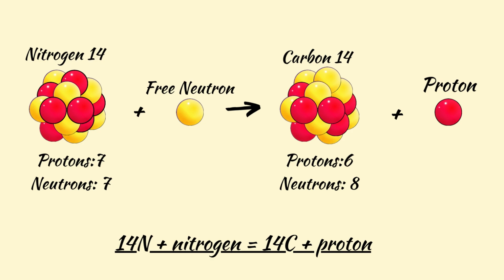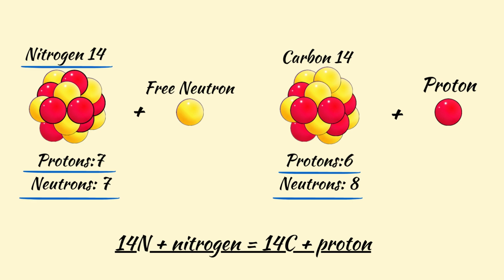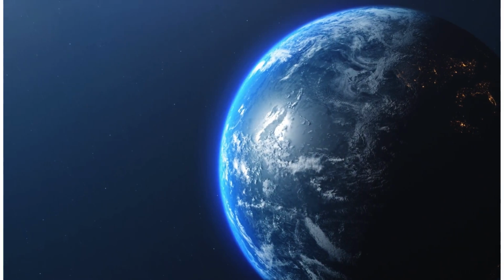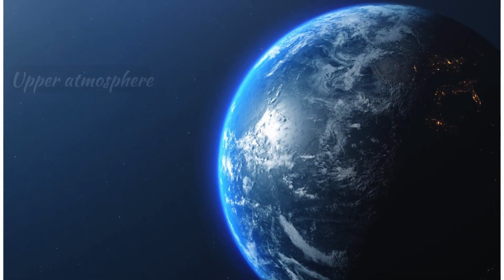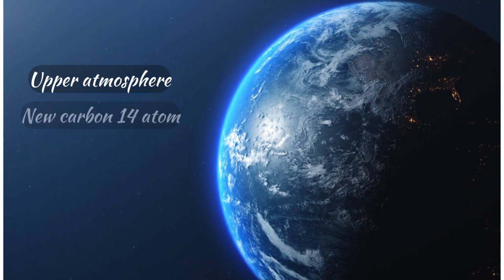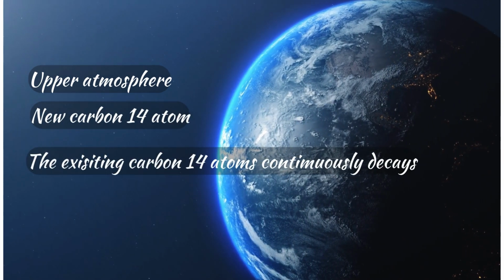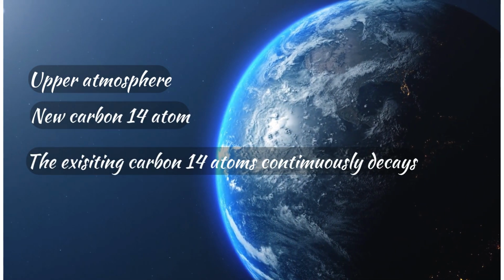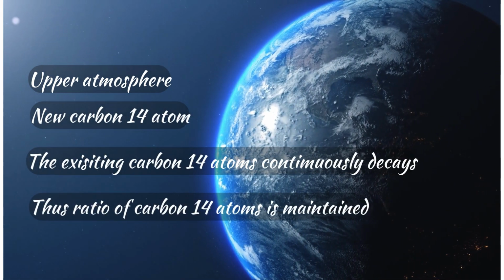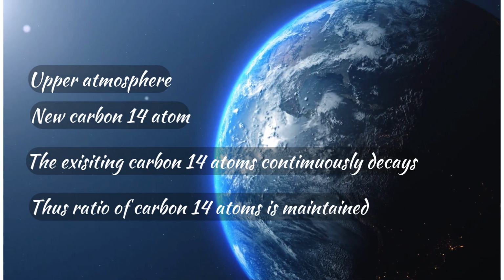In simple terms, a neutron is absorbed by nitrogen-14 and then it releases 1 proton. The atom consists of 7 protons and 7 neutrons, and after the reaction it consists of 6 protons and 8 neutrons, which is no longer nitrogen-14, but a carbon-14 atom. This reaction continuously takes place in the upper atmosphere, which creates new carbon-14 atoms, and the existing carbon-14 atoms on Earth continuously decay, which maintains the ratio of carbon-14 atoms in the atmosphere.